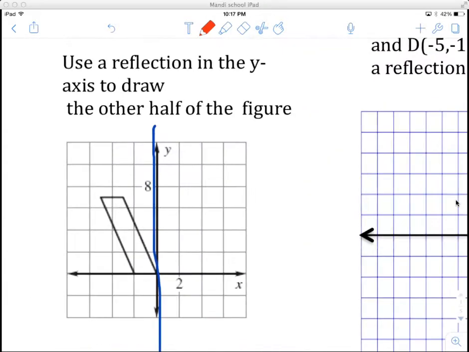Let's try that again. And then it goes over 2.5 blocks. And then down here it meets at 0, 0, and it goes over 1 box. And you have mirrored that in the y-axis.